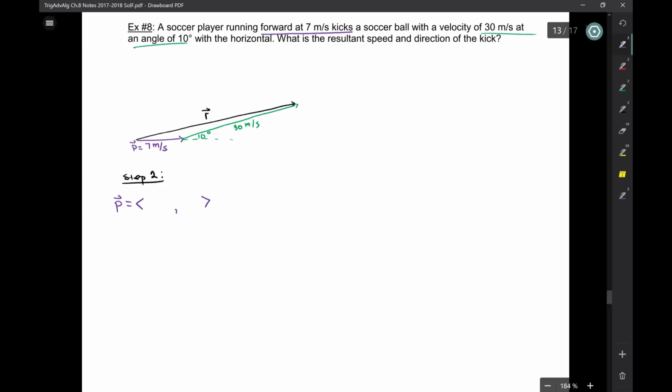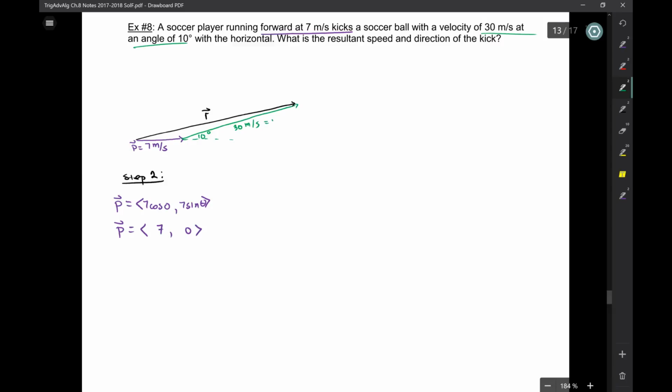Now, if it's a horizontal vector, what's the angle that it makes? 0. So you could do it both ways. You could do 7 cosine 0, 7 sine 0. What's cosine of 0? 1. So that's just 7. What's sine of 0? 0. Could we have written that without sine and cosine? Because this is just horizontal, I go 7 in the x, 0 in the y.